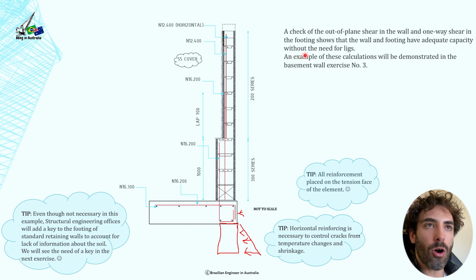What else? A check of the out of plane shear in the wall and one-way shear in the footing shows that the wall and footing have adequate capacity without the need for links. An example of these calculations will be demonstrated in the basement wall exercise number 3. So in exercise number 3, what I did was I checked the out of plane shear capacity of the wall. Okay, because always when you're checking a structural element, you don't only check the bending moment, you also have shear.